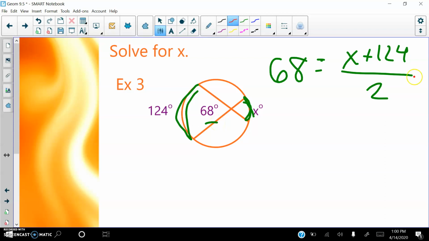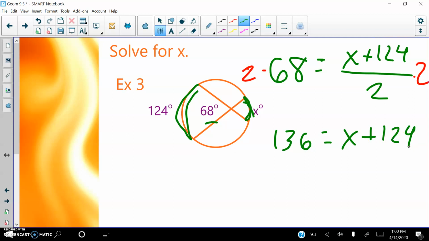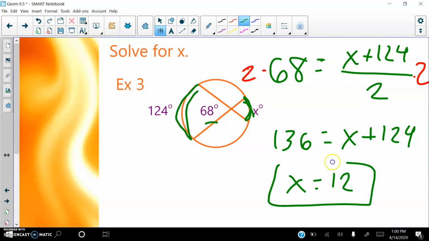So in order to get rid of this 2, I'm going to multiply both sides by 2. So 2 times 68 is 136, equals x plus 124. To get x by itself, we'll subtract 124 from both sides, and we get x is 12 degrees.